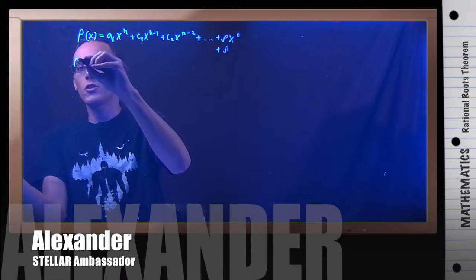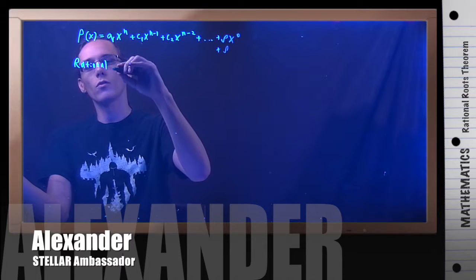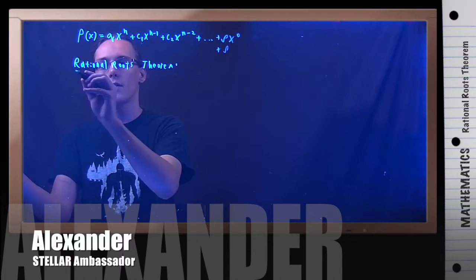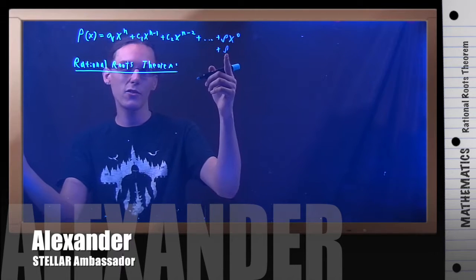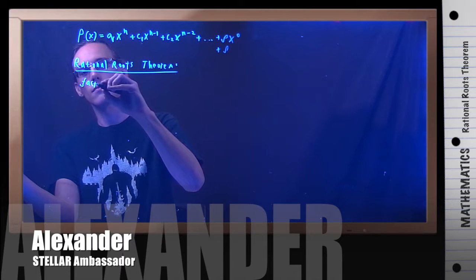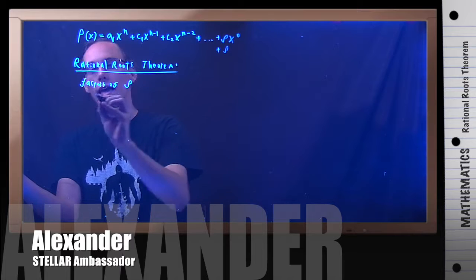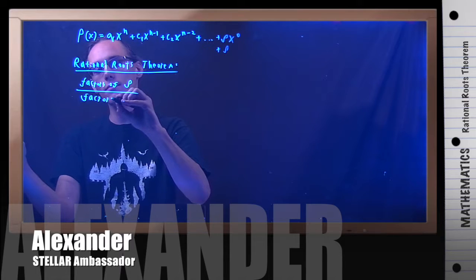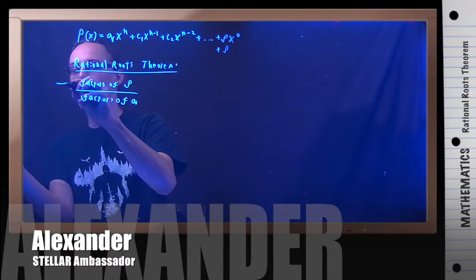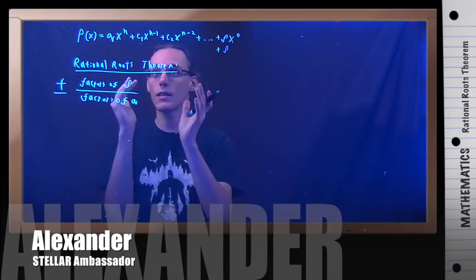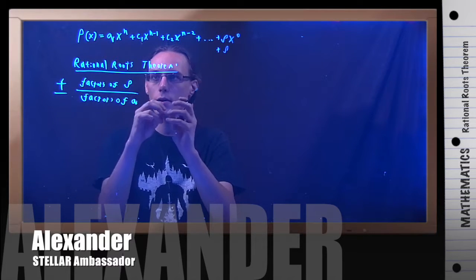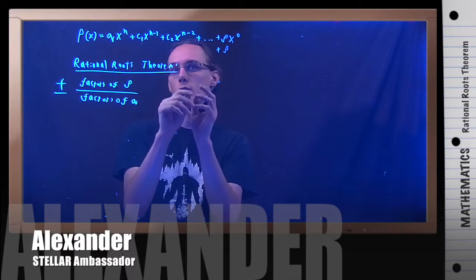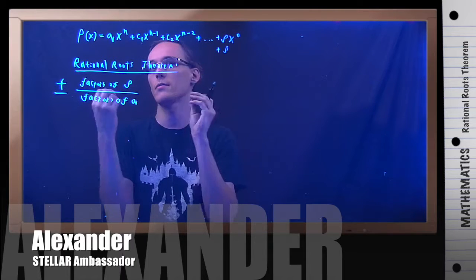Now what the rational roots theorem tells us is that if I take all the factors of p and divide them by all the factors of q, one by one, and I do both the positive and the negative values for that, I'm going to get a list of numbers. In that list of numbers, my rational roots are in there. In other words, the rational numbers that make this equal 0 will be in that list. That's all this theorem tells us.